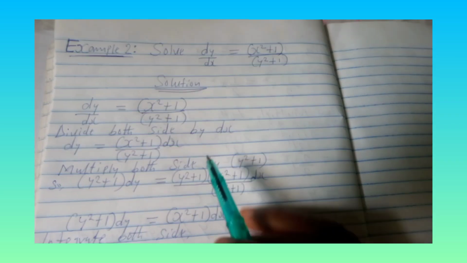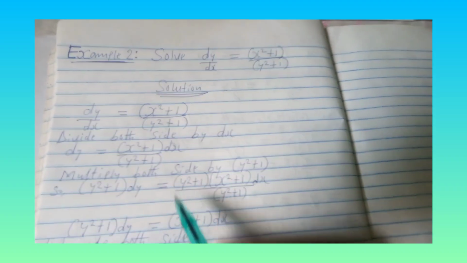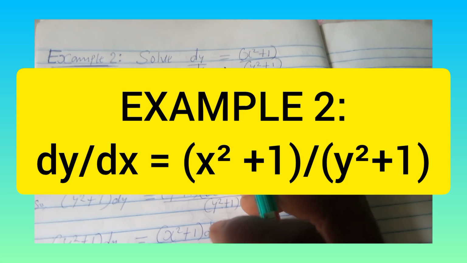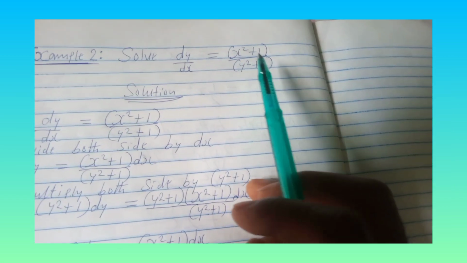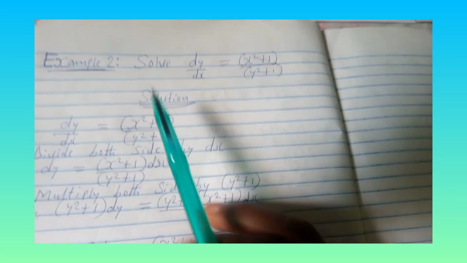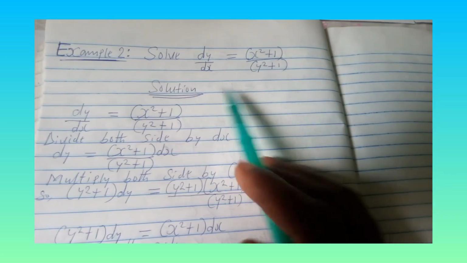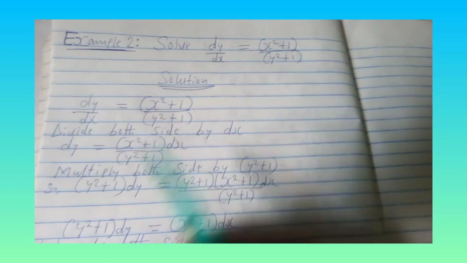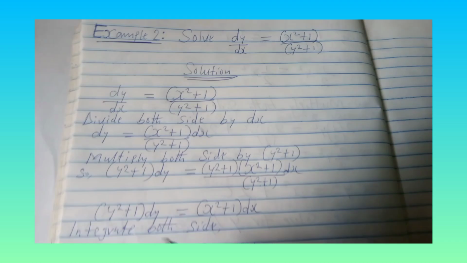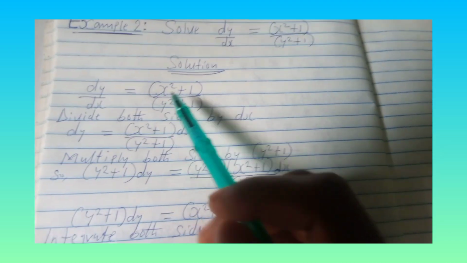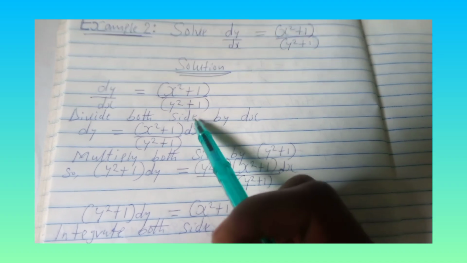Please pay attention to this second example. Now let's look at the second example. They say we should solve dy over dx equals x squared plus 1 over y squared plus 1. We need to use the separable method of differential equation to solve it, because we have the values of x and y interceding in this equation. So for us to solve this kind of question, we have dy over dx equals x squared plus 1 over y squared plus 1.